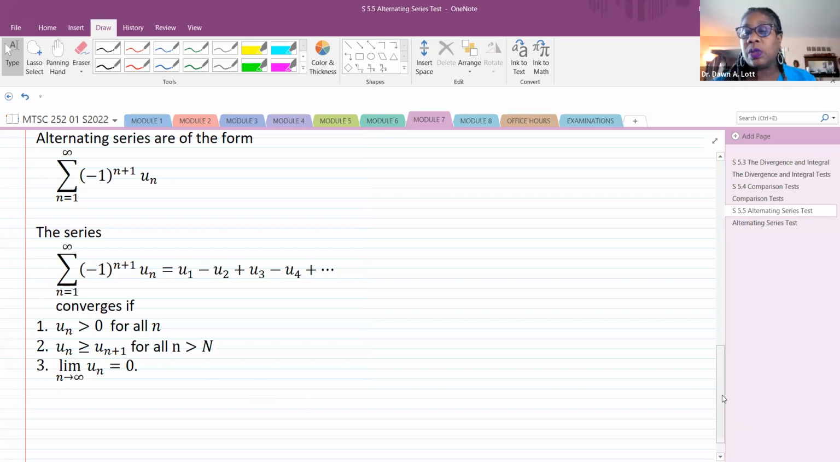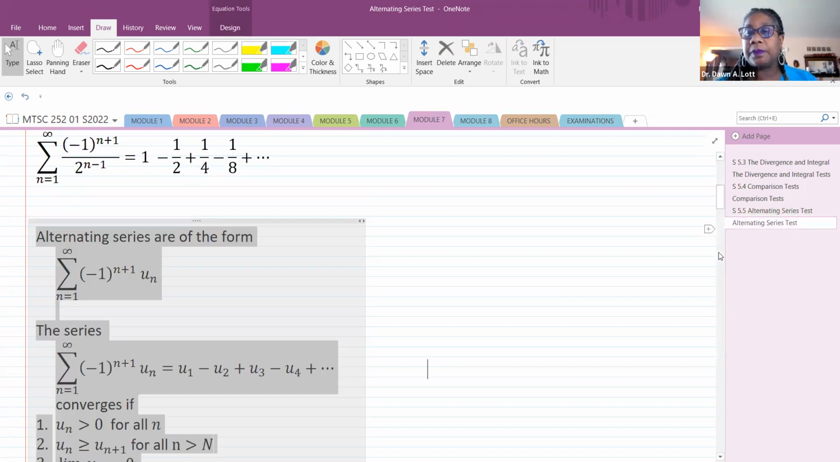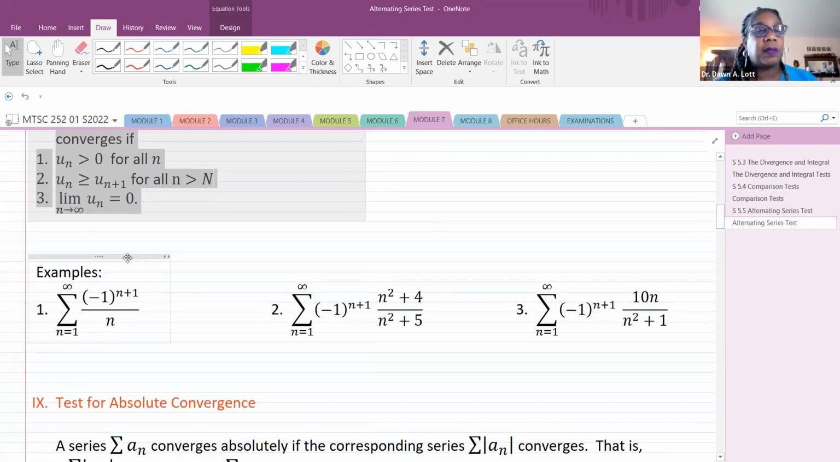Any questions on what the alternating series test requires us to do? There are 3 steps. Okay. First example.